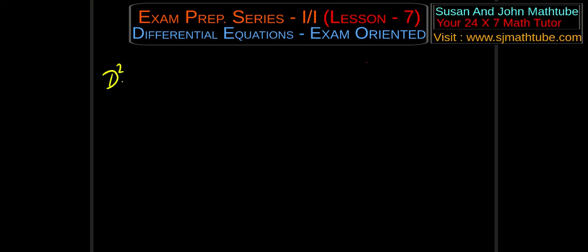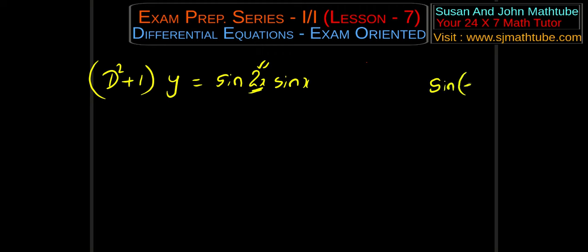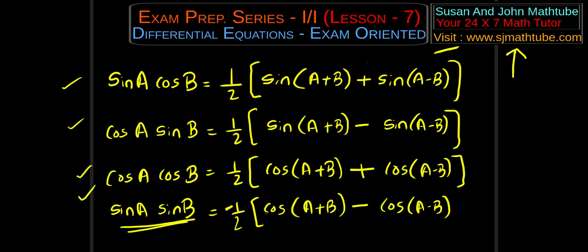Solve the differential equation (D square plus 1) of y is equal to sin 2x into sin x. Okay, before we start, I'll tell you the method is simple, just like the previous problem. All you have to do is apply the formula for sin A cos B, or sin A sin B, or cos A cos B, etc. Now the most important thing, I strongly recommend that you keep the bigger angle for the first function. Otherwise, you may have to use the result sin(minus theta) equal to minus sin theta and cos(minus theta) is equal to cos theta. Okay, so we are going to use the last formula, sin A sin B.